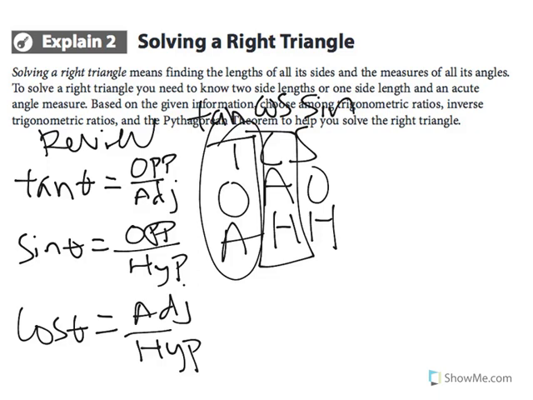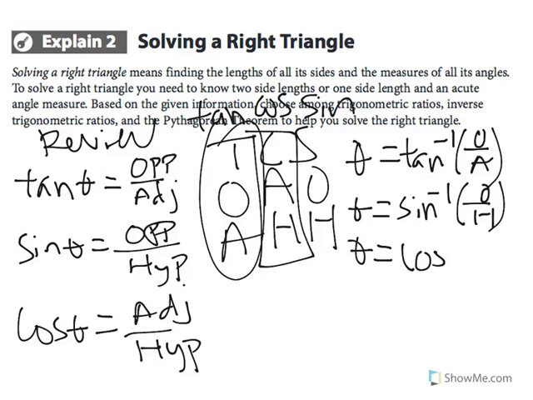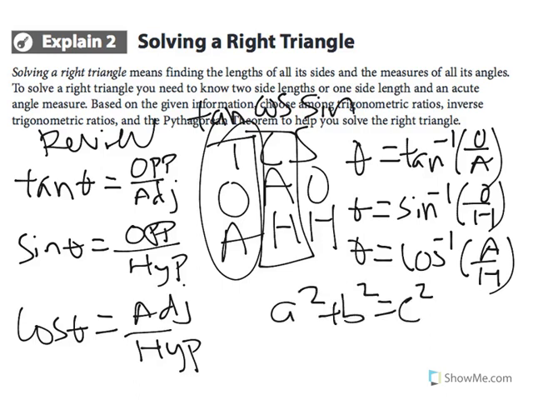And to find the angle, theta equals tangent inverse of opposite over adjacent. Similarly, if you use sine, then theta equals sine inverse of opposite over hypotenuse, and if you use cosine, then it will be cosine inverse of adjacent over hypotenuse. And the Pythagorean theorem is a squared plus b squared equals c squared. Okay, so these are all the formulas we need.